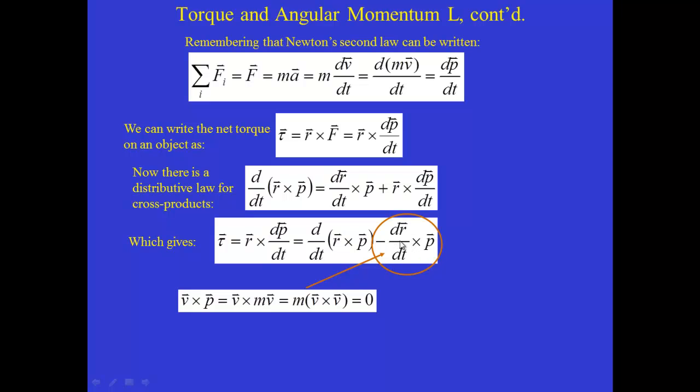And one nice thing about the other quantity on the right-hand side, dr/dt, is that it is nothing more than the velocity vector, v. And v cross p turns out to be 0. The reason is that v and p are in the same direction. Remember that p is mv. So whenever you have a vector crossed into itself, you get 0, because the sine of the angle between them is 0, and the sine of 0 is 0. So that makes it really easy to write down this torque as simply the first term on the right-hand side. So the net torque on a system is the time derivative of r cross p.